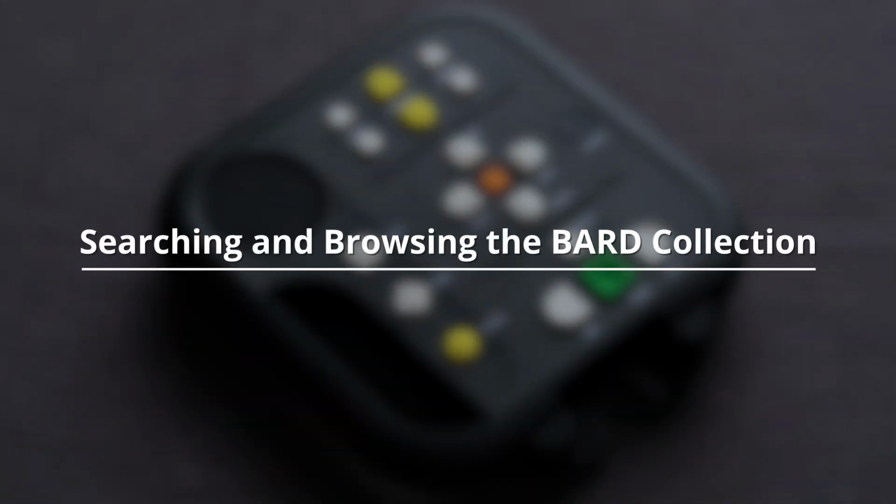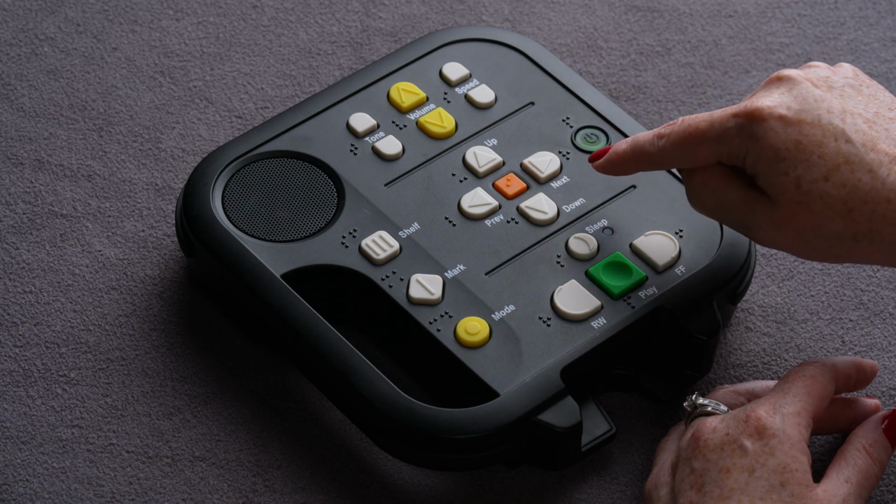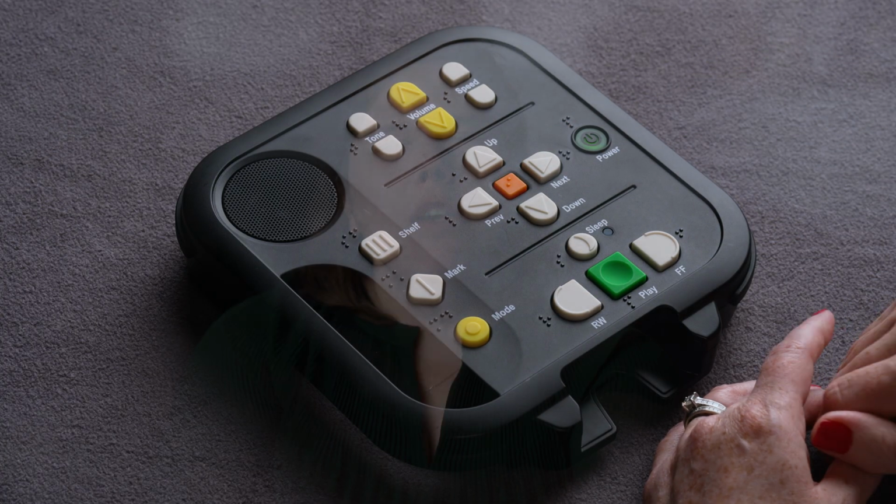Searching and browsing the BARD collection. If you've completed a search or chosen to browse the collection, you will be presented with a list of titles. Use the left and right arrows to navigate by title and the info button to select a title. Once you select a title, you will be presented with a list of actions.